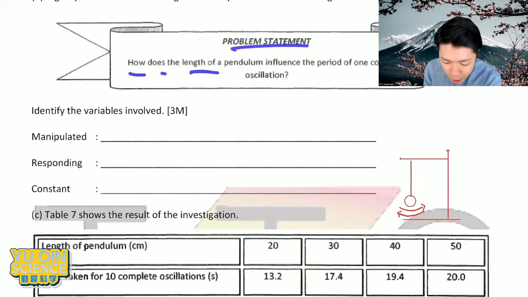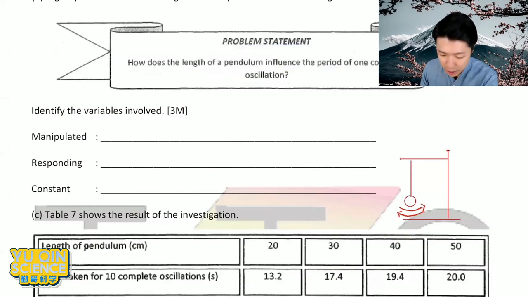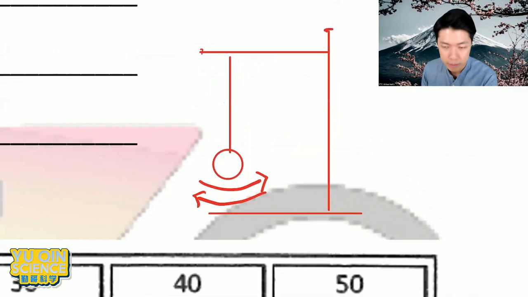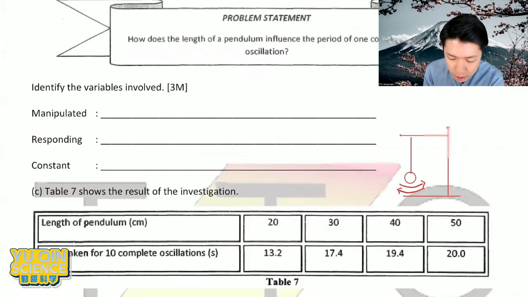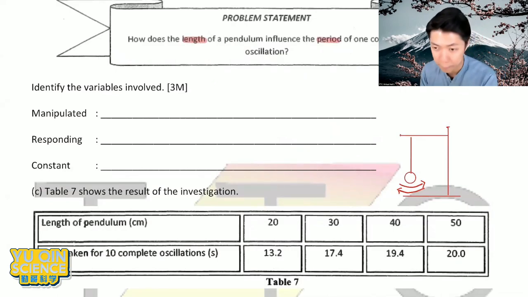How does the length of pendulum influence the period of one complete oscillation? Do you know what's that? This is the one. Okay, the metal ball and let it swing, we calculate the time. So the question here is testing on length versus time. Have you tried that before? The longer it is, it takes longer time. Okay, if it's shorter, it will.